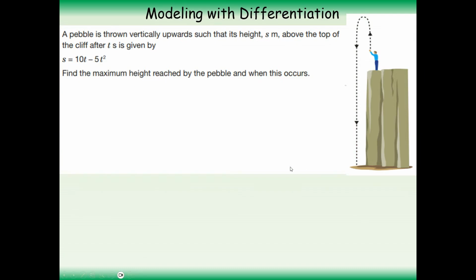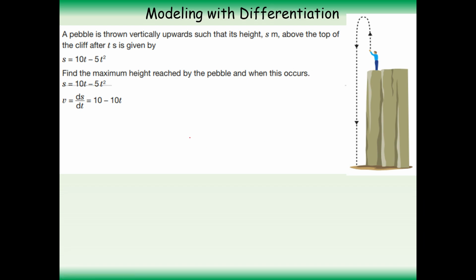So in this next question, we are looking at a displacement formula. It comes up a lot in the final chapter or final few chapters of an applied book. Here a pebble is thrown vertically upwards, and its height above the top of the cliff at time t is given by this equation. Find the maximum height that it reaches and when this occurs. So you need to differentiate this to find at what point it will reach the maximum height.